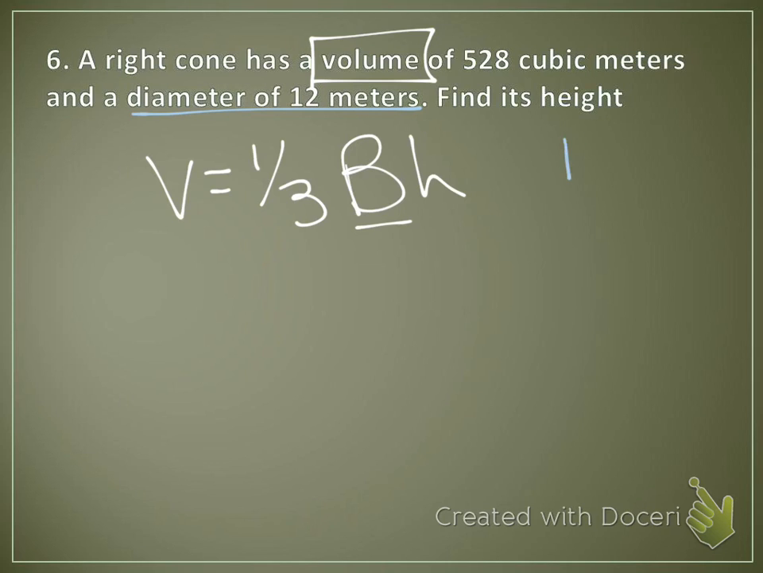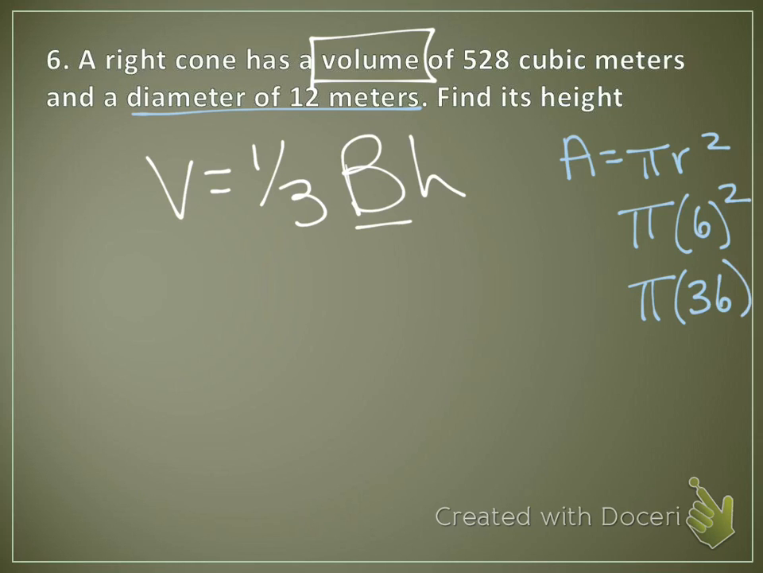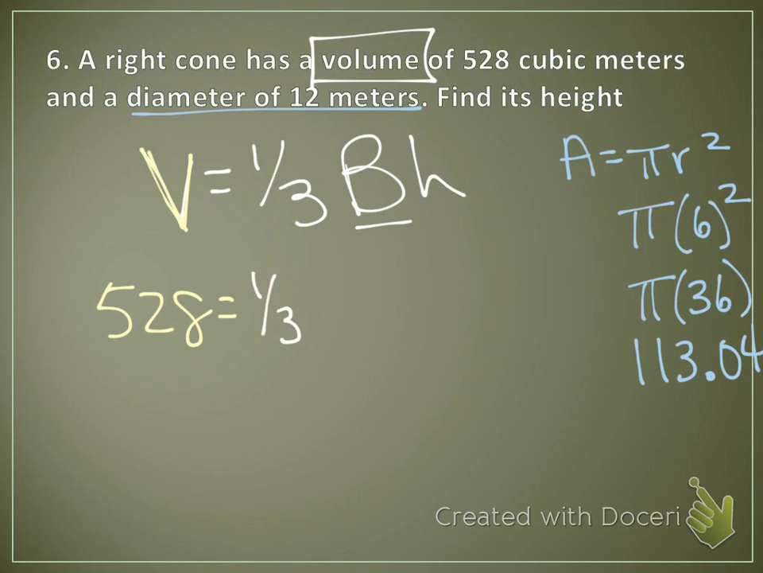So you can either plug in pi r squared and then just go from there, or we could find the area of the base. What is the radius if the diameter is 12? 6. And then 6 squared is 36. So that means the area of the base is 113.04. So from here we can just plug in. The volume is 528, and it equals 1/3 times the area of the base, and then times the height.